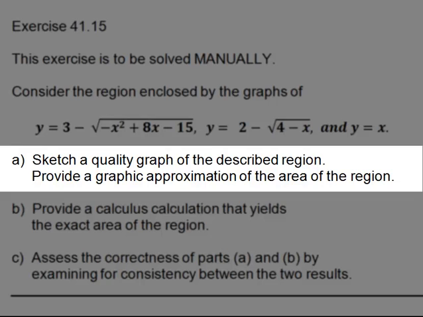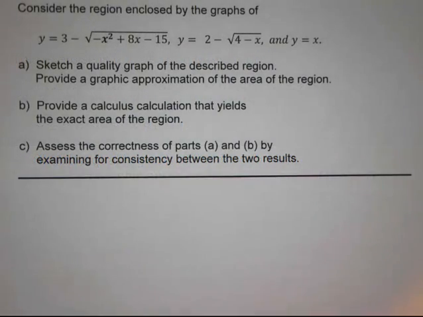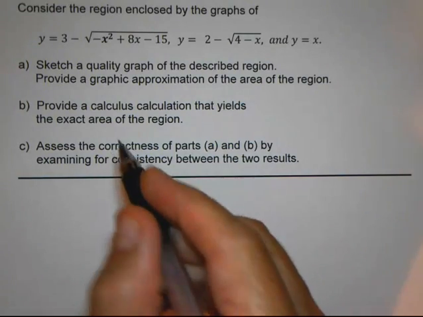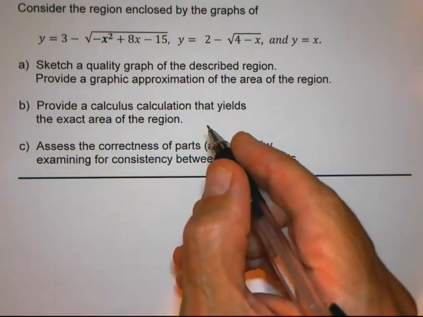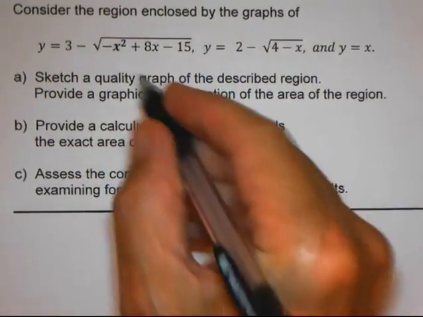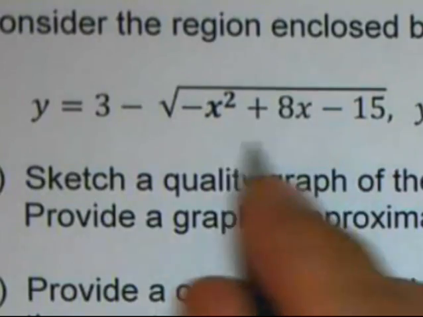Part A. Sketch a quality graph of the described region. Provide a graphic approximation of the area of the region. Let's explore these graphs a little bit to see what kind of coordinate system we will need to adequately illustrate everything. And our first function here, what do we see?